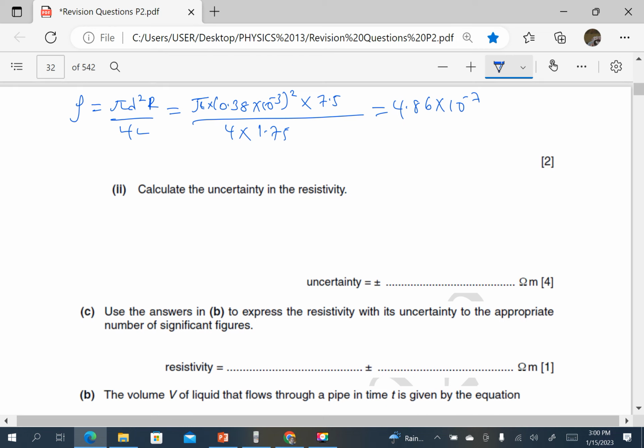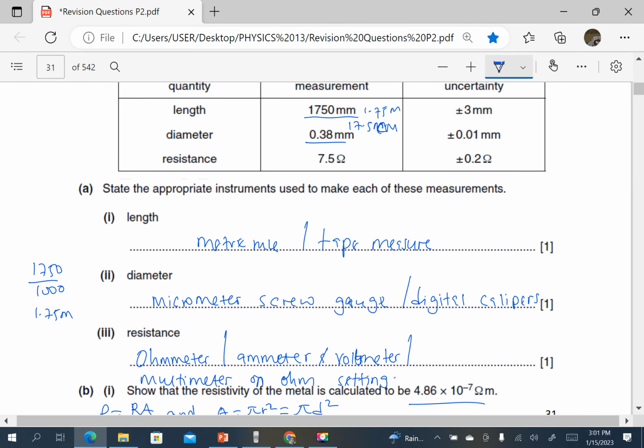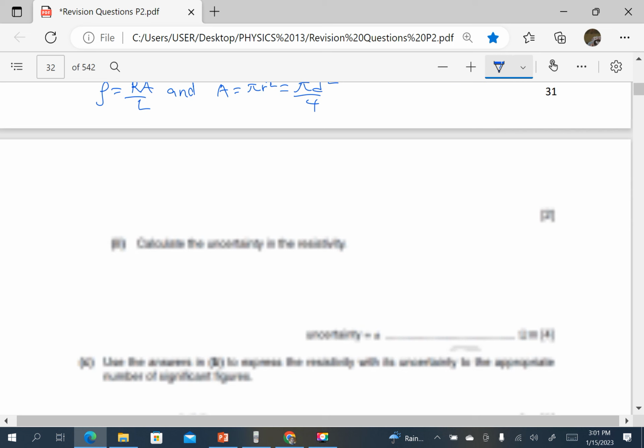Calculate the uncertainty in the resistivity. So uncertainty in the resistivity, since we have our resistivity as given by this formula here, I'll just take the absolute uncertainty in resistivity will be twice the fractional uncertainty in D, plus the fractional uncertainty in R, plus the fractional uncertainty in L. I ignore all the constants, so this will be times the resistivity rho. So I'm now substituting. This will be 2 times 0.01 from the table, 0.01 over 0.38.